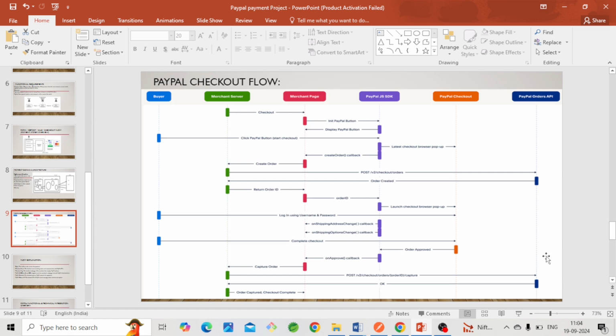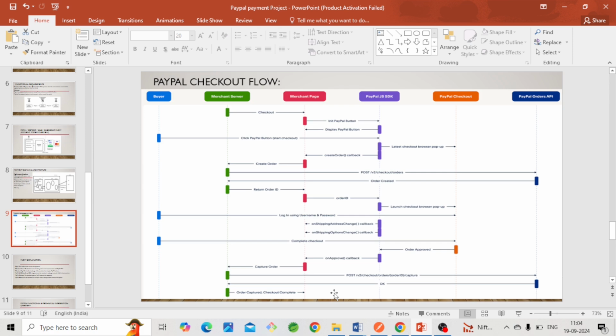After the capture request, the PayPal API responds with a successful capture, confirming that the payment has been captured. The order is now considered complete. The checkout process is successfully completed and the buyer is notified of the successful transaction.